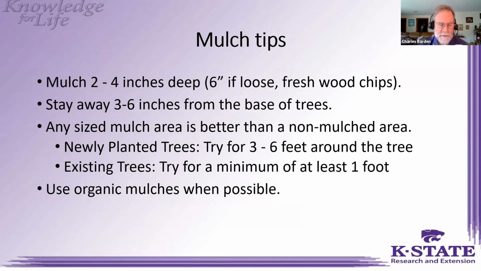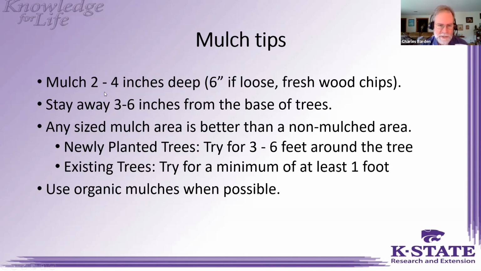So mulching tips in general: add mulch until it's 2 to 4 inches deep, again around the root system of that tree and the planting hole. You can use up to 6 inches if it's loose, fresh wood chips, like if utility tree trimmers in your neighborhood dump their chopped mulch on the corner of your yard that you could use for free. If it's loose, fresh wood chips, you can go even 6 inches deep. And within a very short period of time, it's going to settle down to about 3 to 4 inches deep.